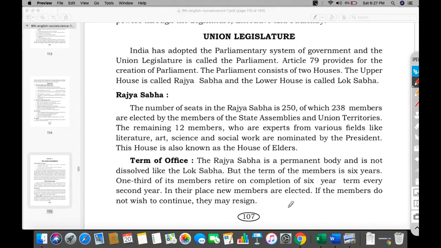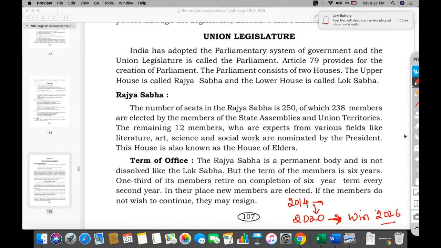Can a member who is part of Rajya Sabha contest for election again? Yes, he can contest for election again. There is no restriction on the number of times you can be part of Rajya Sabha. So suppose I got elected in 2014. Can I fight an election in 2020? Yes, I can. So I was a member from 2014 to 2020. Suppose in 2020 I contest the election and I win. Again, I can be a member till 2026. So that's how election happens.